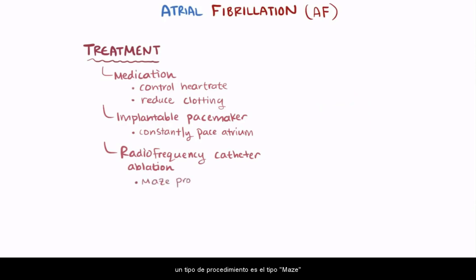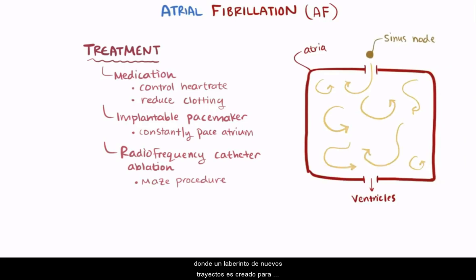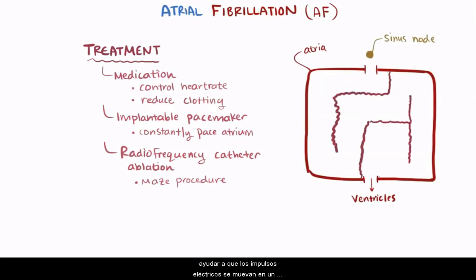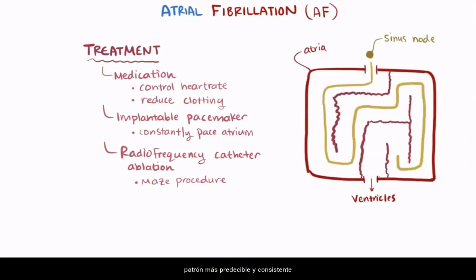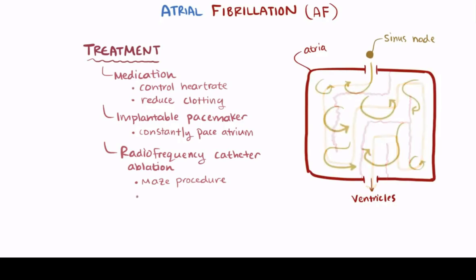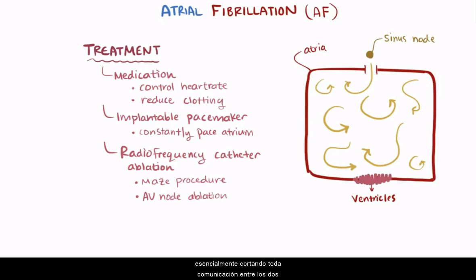One type of procedure is the maze procedure, where a maze of new pathways are created to help electrical signals move in a more consistent and predictable pattern. Sometimes patients will have ablation of their AV node, essentially cutting off any communication between the two. Since the ventricles aren't getting any input anymore, though, these patients need an implantable pacemaker to make sure the ventricles contract at high enough rates.